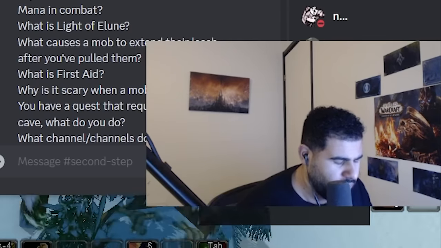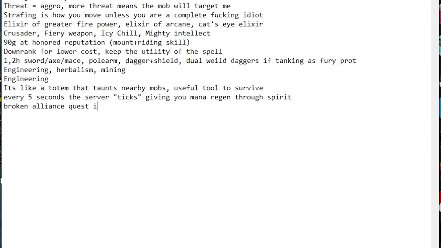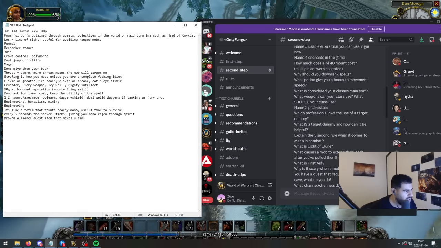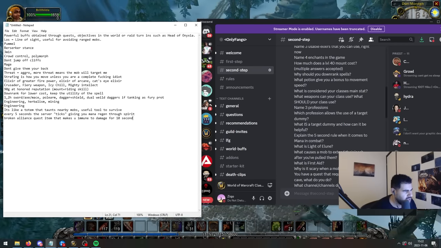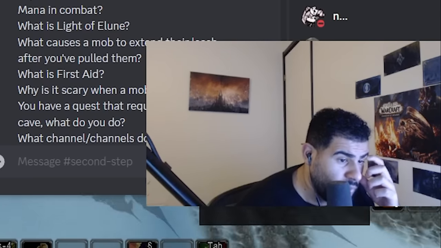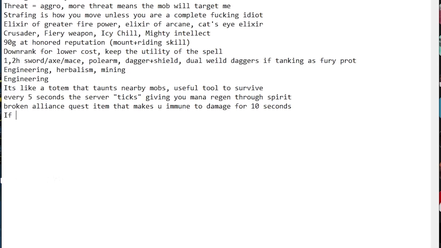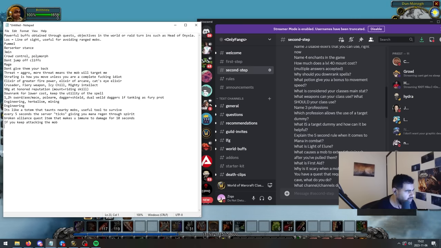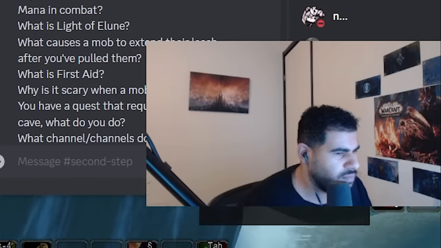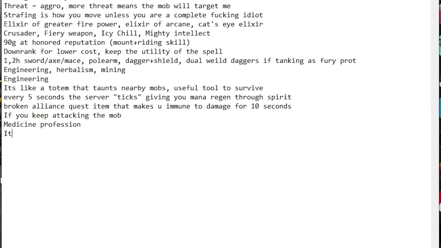What is Light of a Loon? Broken Alliance quest item that makes you immune to damage for 10 seconds. What causes a mob to extend their leash after you pull them? If you keep attacking the mob. What is first aid? Medicine profession. Why is it scary when a mob flees? It can pull more mobs.